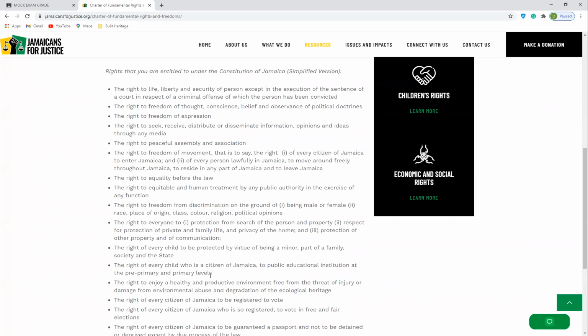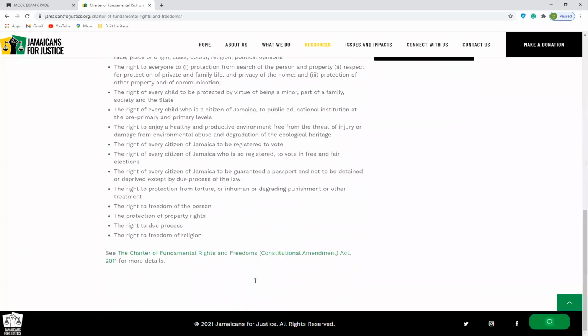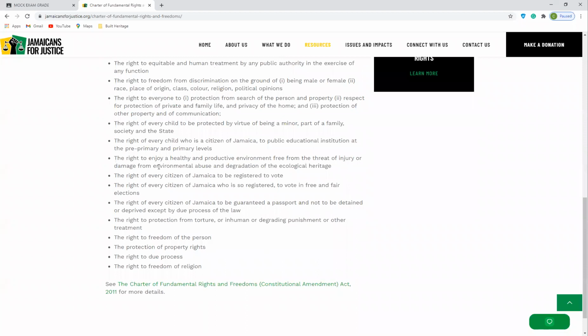Do you see a problem with it? High school, no, high school or tertiary. Yes, that's it. So you have a right to attend pre-primary and primary level education. But what about secondary? What about the university level? Interesting. I think they need to revise that. Go ahead for me.